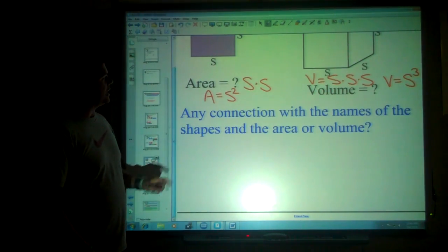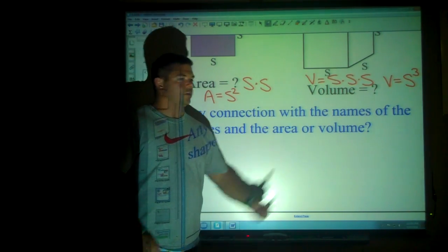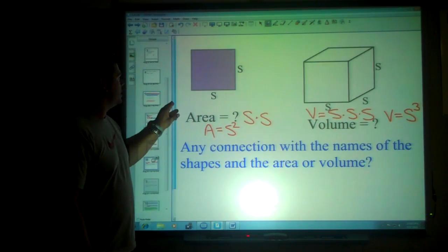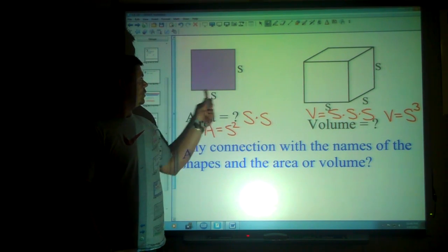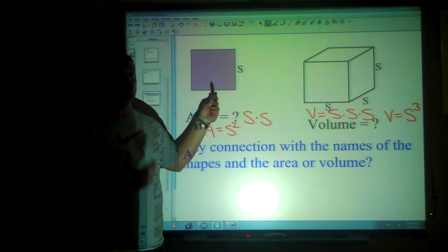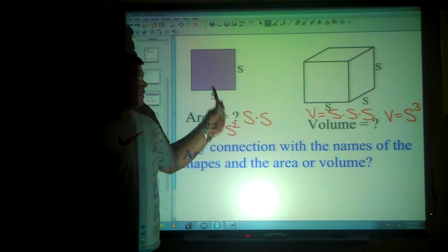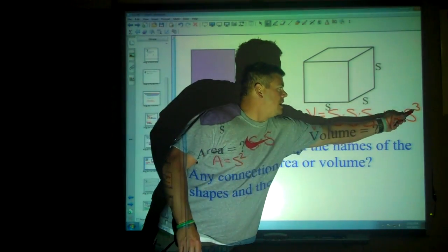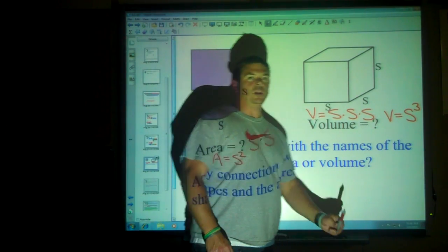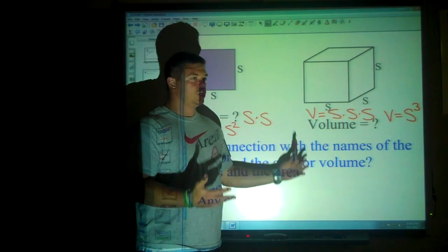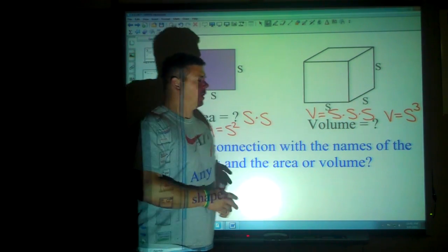So I ask, is there any connection with the names of the shapes and the area or the volume? Yes, absolutely. This is a power of 2, which refers to this shape right here being a square. That's why whenever we see a power of 2, we can say it's squared. This is a 3, referring to the cube. That's why anytime we see a 3 for an exponent, we can refer to it as being cubed, because those 3 dimensions would make a cube, which is a 3-dimensional object.